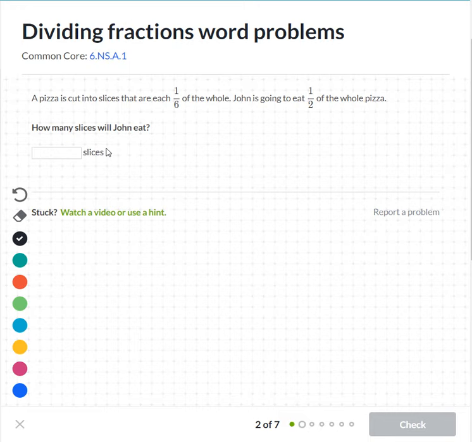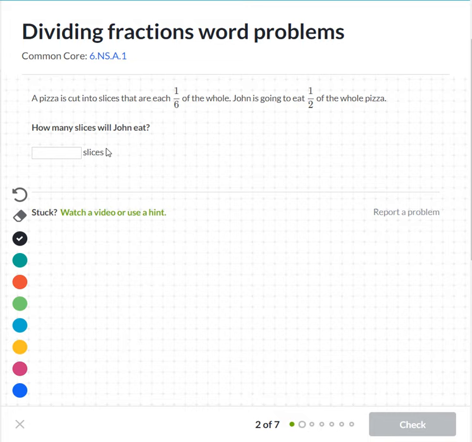So how do you do word problems that involve dividing fractions? Well, the key to it is really just to know what is being split. So when you read each problem, your goal is to visualize what's occurring and figure out which of the quantities is being split by the other.